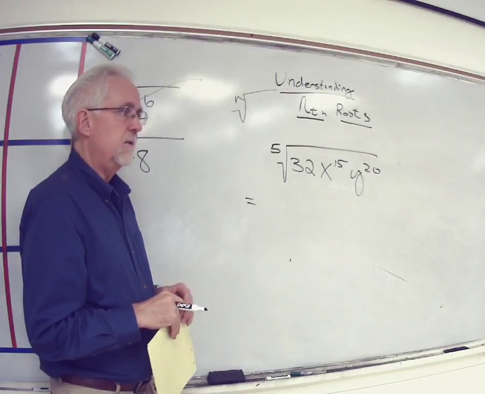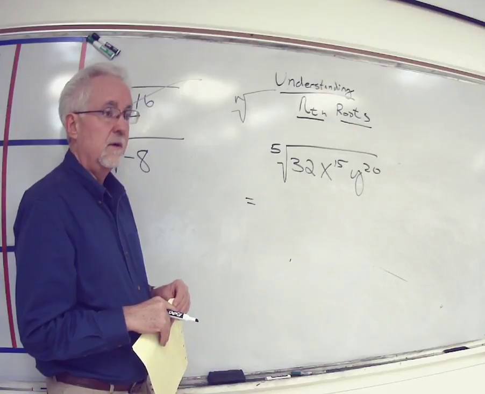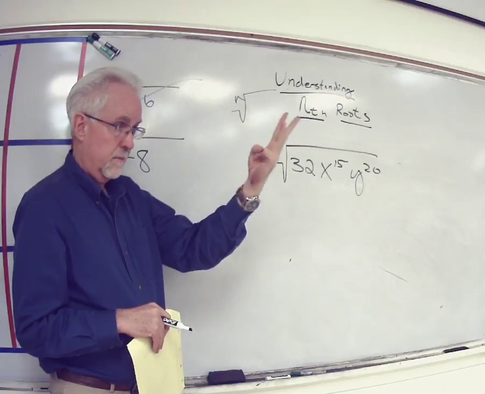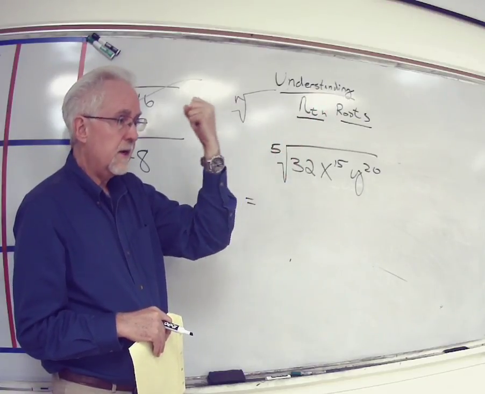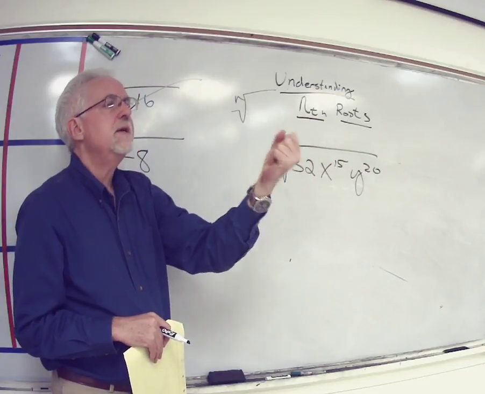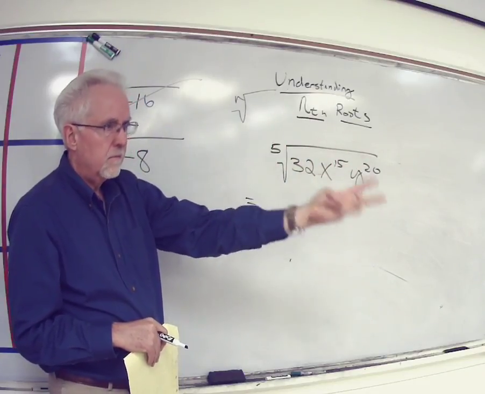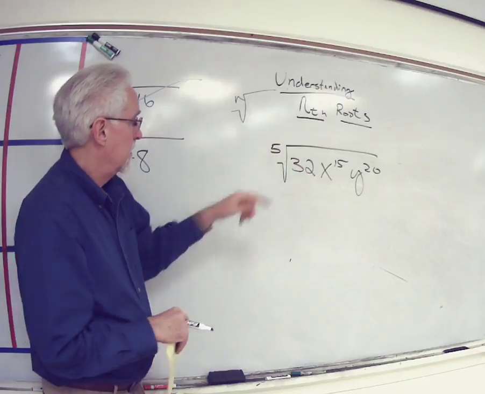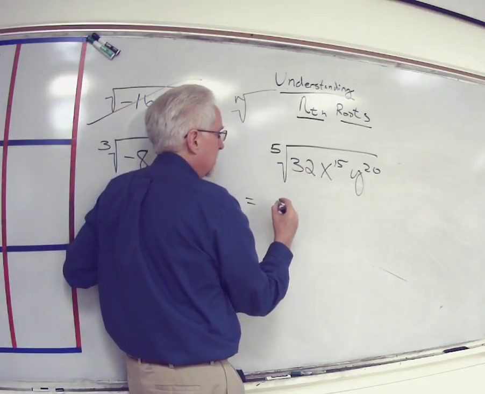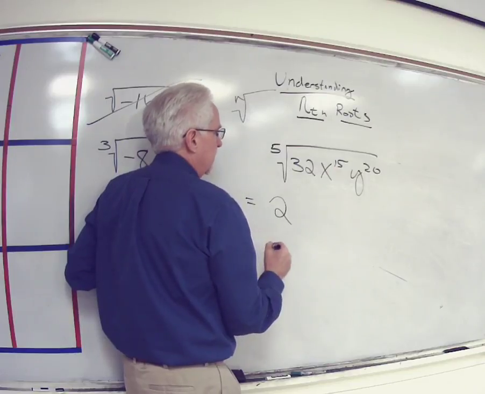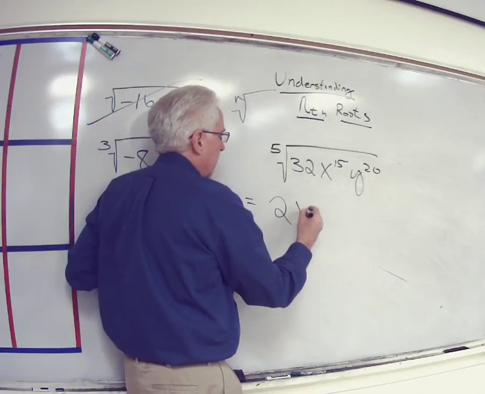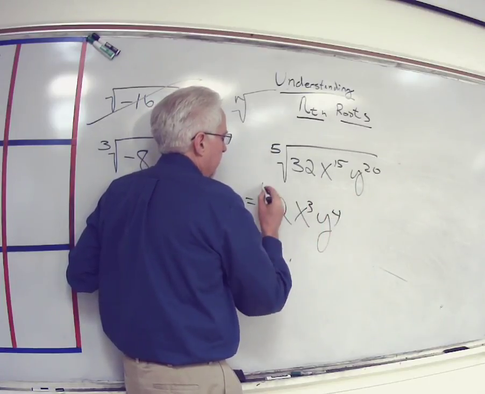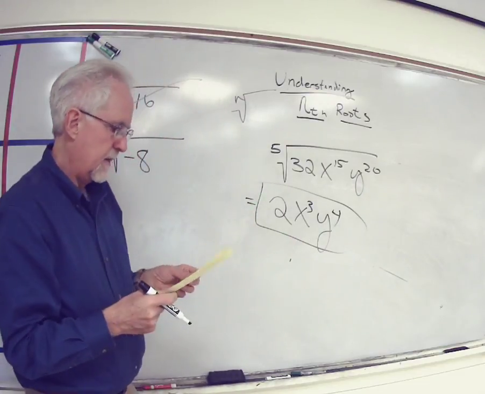32. Does 32 have a 5th root, or can you take a 5th root out of it? Count with me: 2, 4, 8, 16, 32. So what is the 5th root of 32? 2. What is the 5th root of x to the 15th? x cubed. What is the 5th root of y to the 20th? y to the 4th. Boom. Does that make sense?